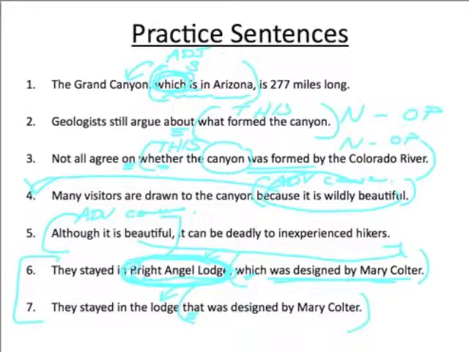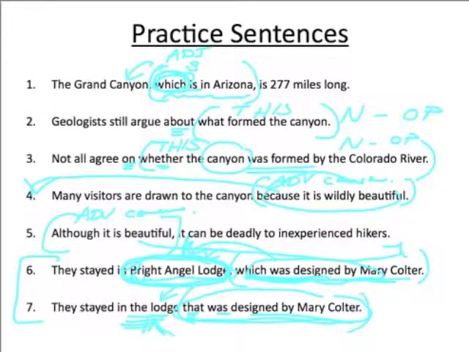Okay, so they stayed in the lodge that was designed by Mary Coulter. In this case, we've made this adjective clause restrictive because we need to know which lodge we're talking about. So do you see the difference between the relationship between which was designed by Mary Coulter and Bright Angel Lodge, as opposed to that was designed by Mary Coulter and the lodge? We don't know which lodge we mean in number 7. We need to know specifically that we're talking about the one that was designed by Mary Coulter. Okay, time's up. That's it.